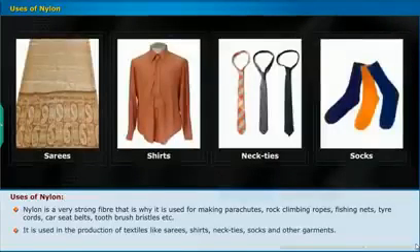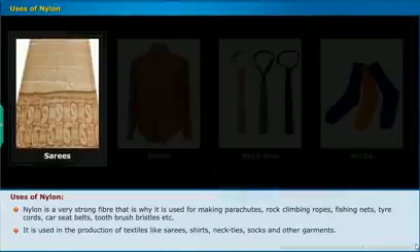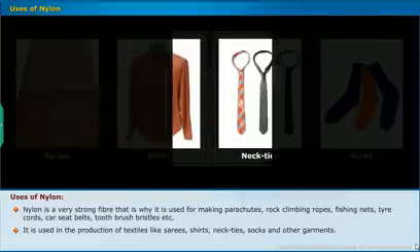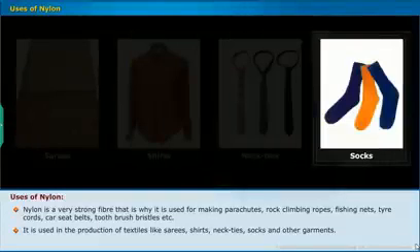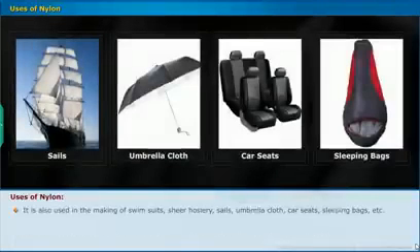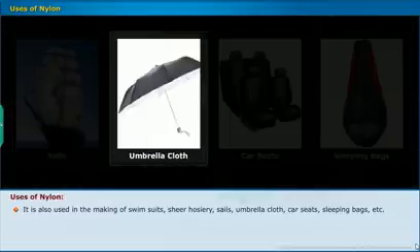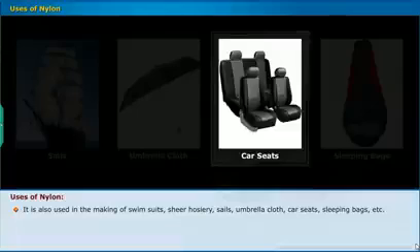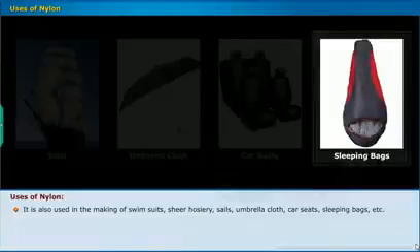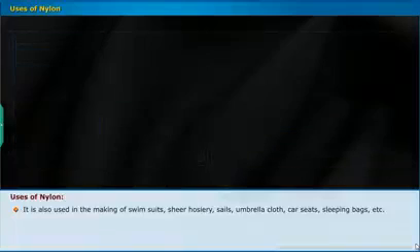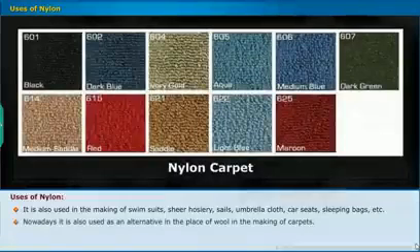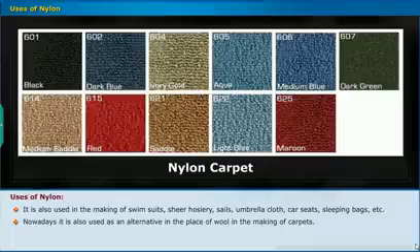It is used in the production of textiles like saris, shirts, neckties, socks and other garments. It is also used in the making of swimsuits, sheer hosiery, sails, umbrella cloth, car seats, sleeping bags, etc. Nowadays, it is also used as an alternative in the place of wool in the making of carpets.